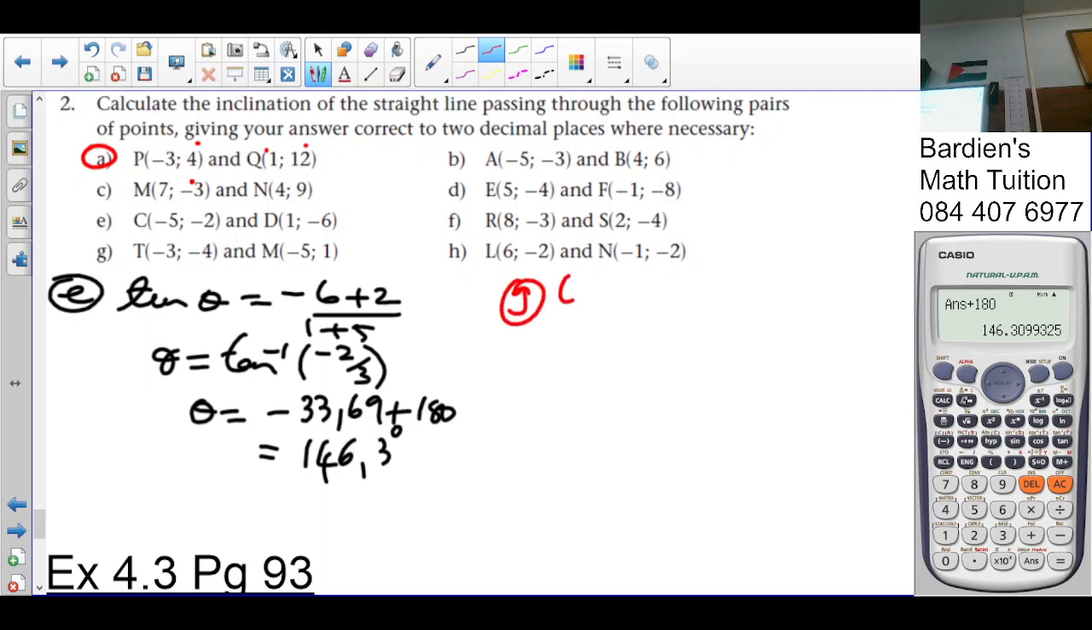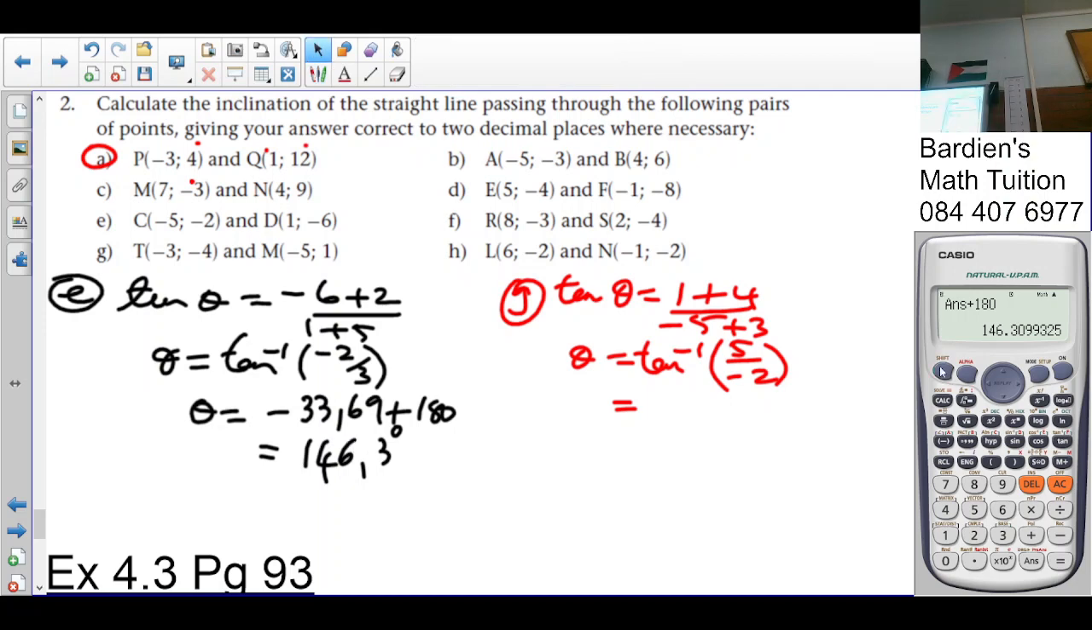And then G. Tan of theta equals the gradient. So it would be 1 minus minus 4 over 5 minus minus 3. So theta is equal to arctan of 5 over negative 2. Arctan of 5 over negative 2 is negative 68,2 degrees. We add 180 to it, because the angle is obtuse. That gives you 111,8.